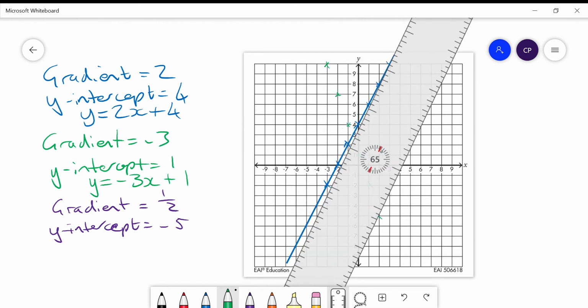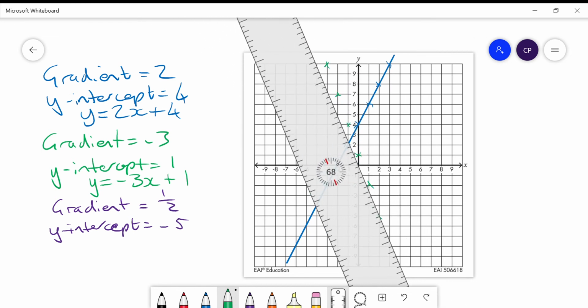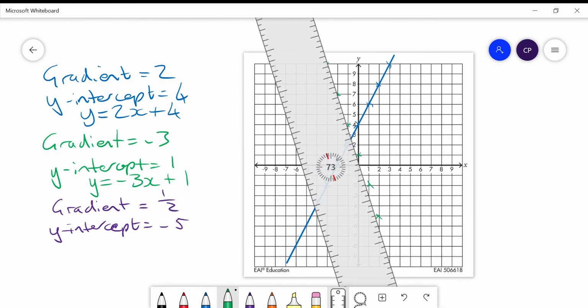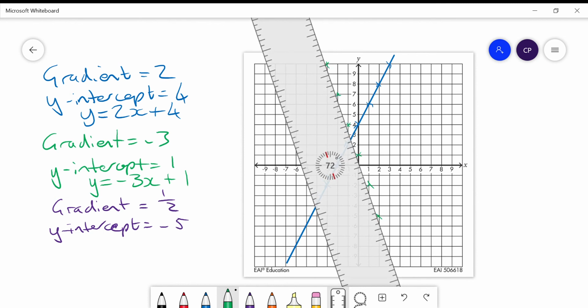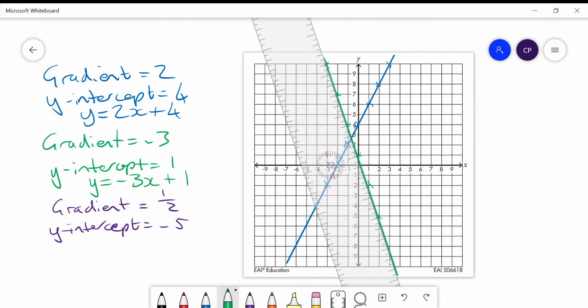So if I grab my ruler, I can then join all my points up as neatly as I can, which can be quite tricky. And I can draw my line in. Okay, the final one, which I'll do in purple.